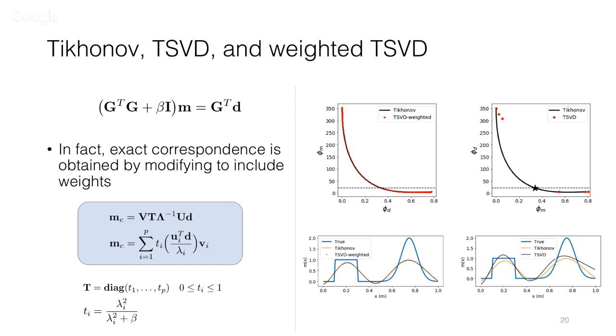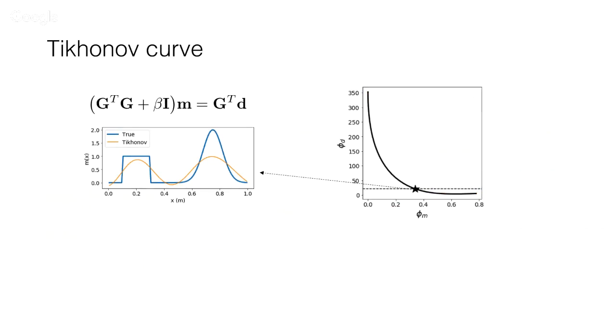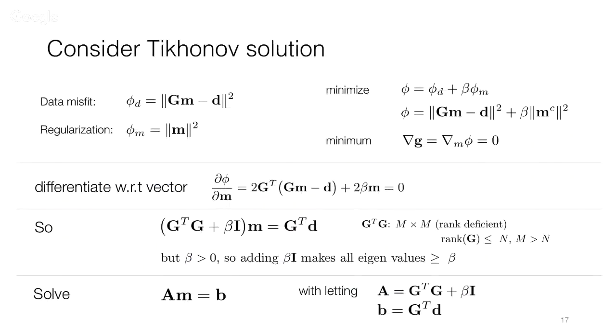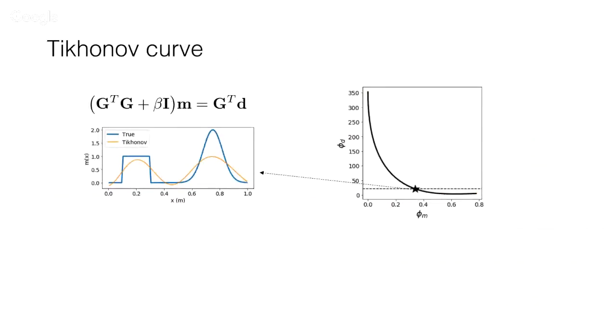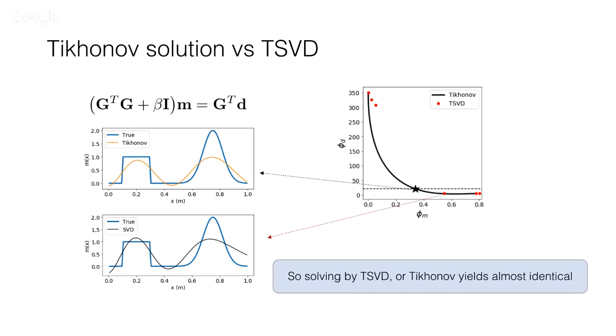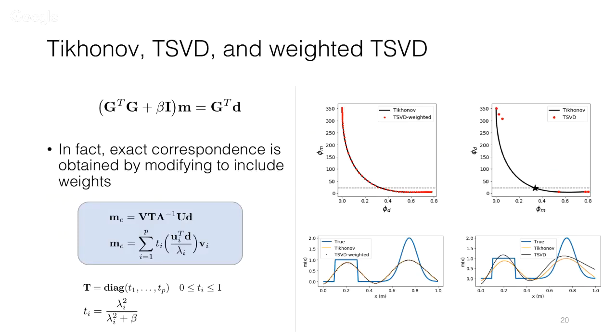So here's the takeaway message. If we've got this Tikhonov curve that we had before, where we were solving this, this is what we had when we were solving the Tikhonov curve. If we now go to the truncated SVD, we get almost the same kind of curve.